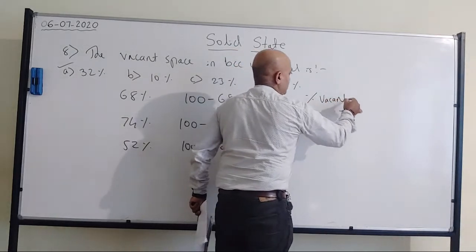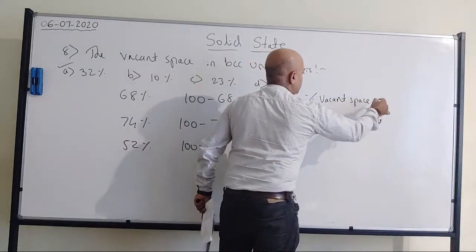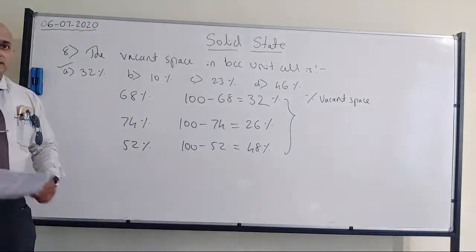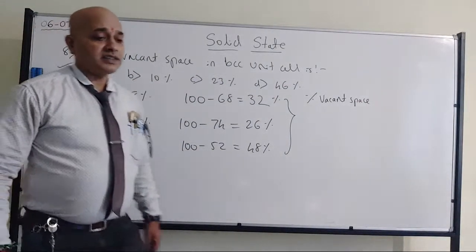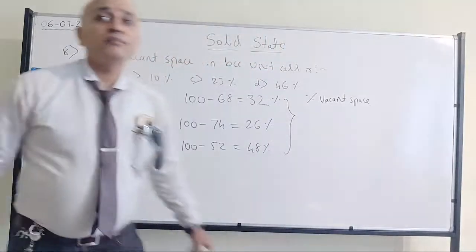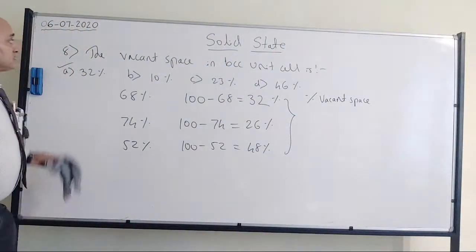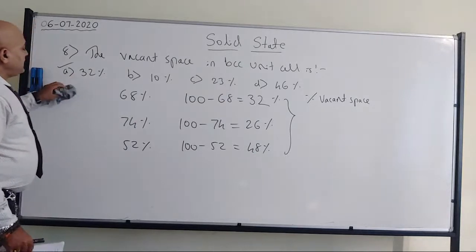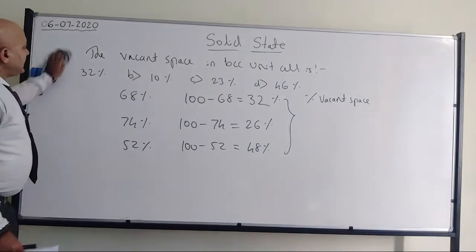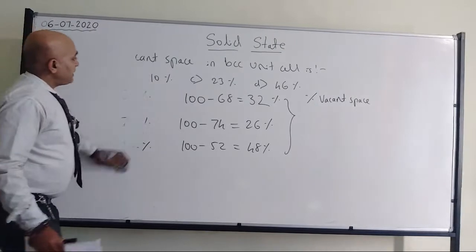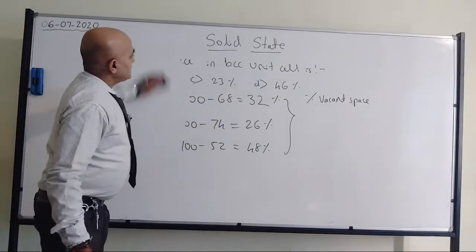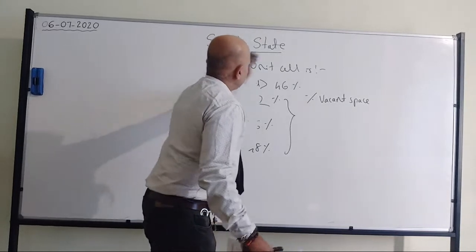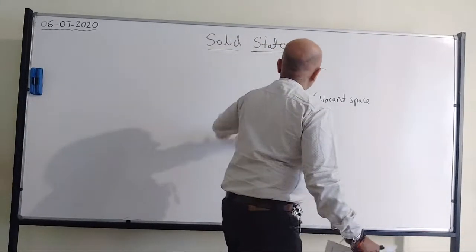So that's where I have the percent vacant space for the different types of packing. Okay? So the vacant space in BCC unit cell should be 32, option A. That is because 100 minus 68 it will be 32. Okay? We'll move to the next one.